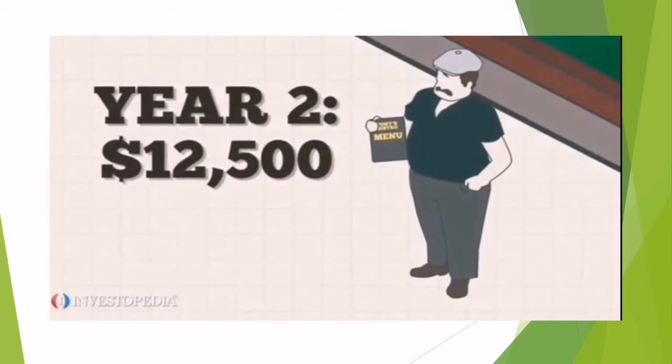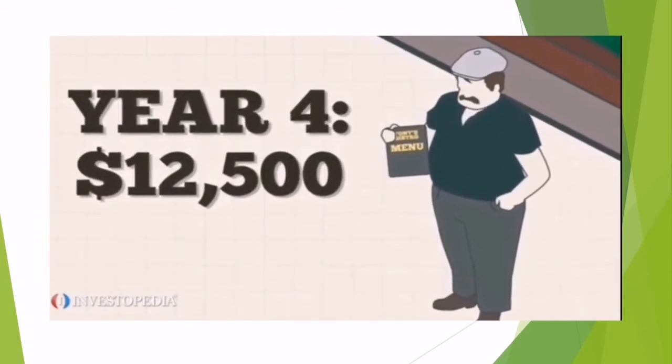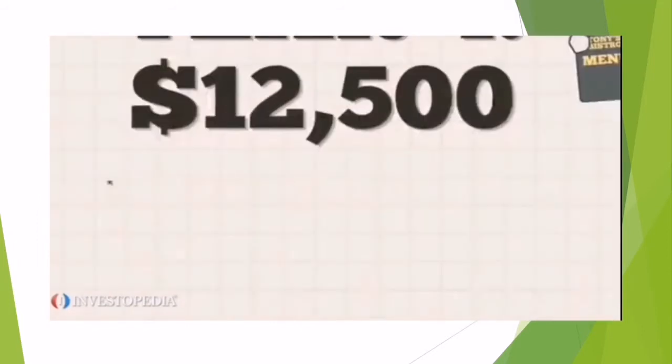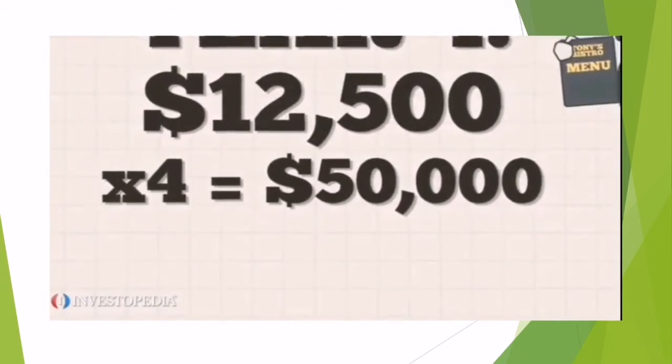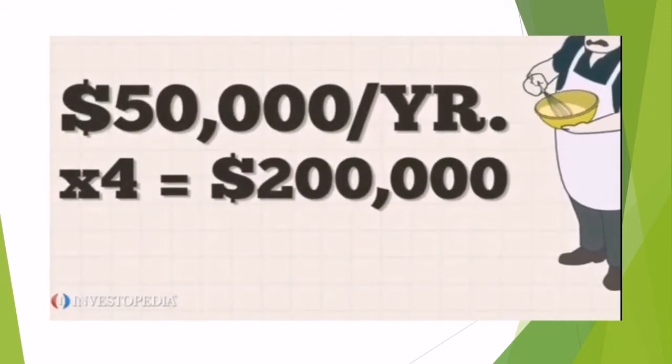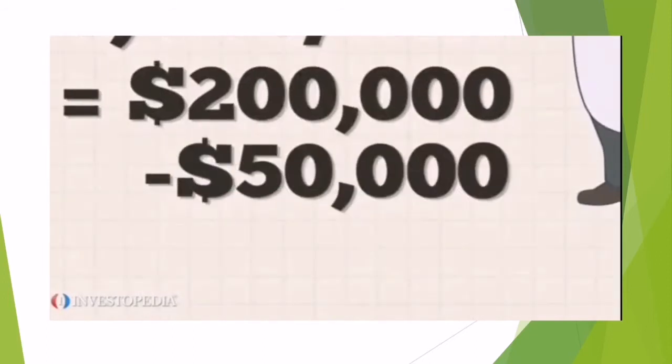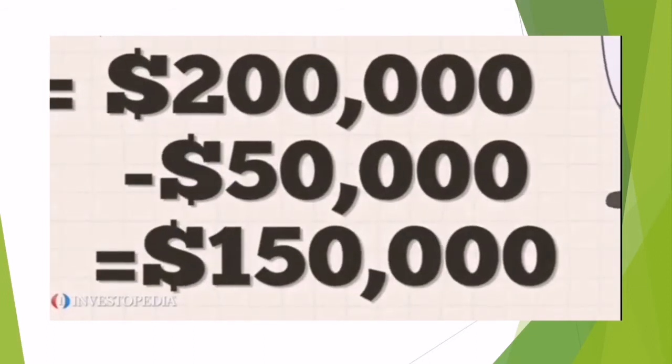Tony doesn't make too much for the first 4 years his restaurant is open, and his opportunity costs are high. He only earns $50,000 instead of the $200,000 he would have earned at his old job. So his opportunity cost is $150,000.